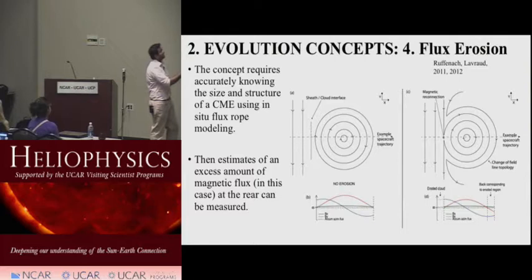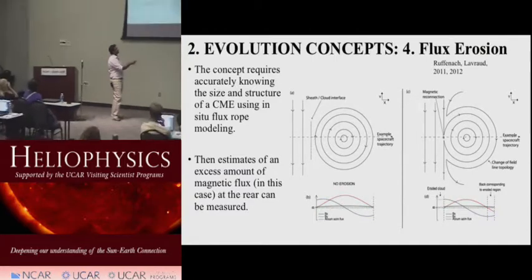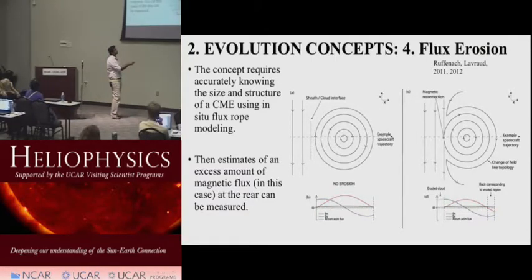And in such a case, the idea is, well, if that does happen conceptually, how can we measure it and prove it? And what they did was, well, if a spacecraft goes through this dotted line, there should be an inequality of the amount of magnetic flux that we see in situ data.